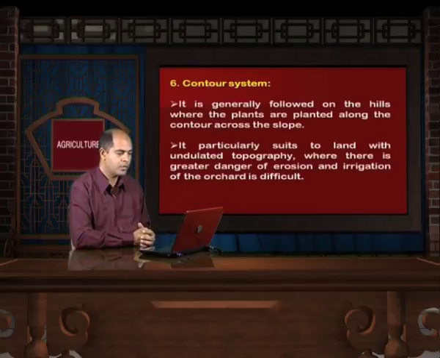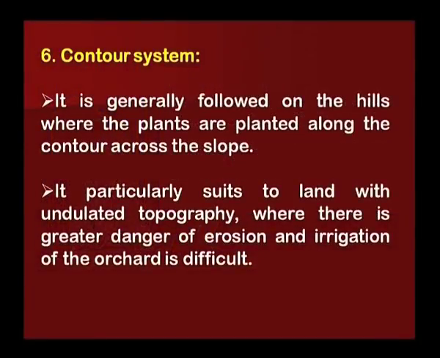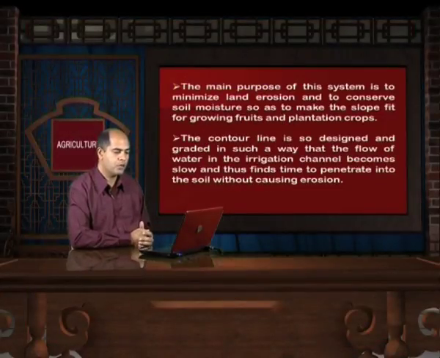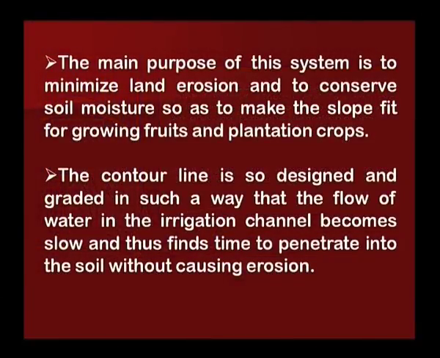Now let us discuss the contour system. It is generally followed on hills where the plants are planted along the contour across the slope. It particularly suits land with undulated topography where there is greater danger of erosion and irrigation of the orchard is difficult. The main purpose of this system is to minimize land erosion and to conserve soil moisture so as to make the slope fit for growing fruits and plantation crops.